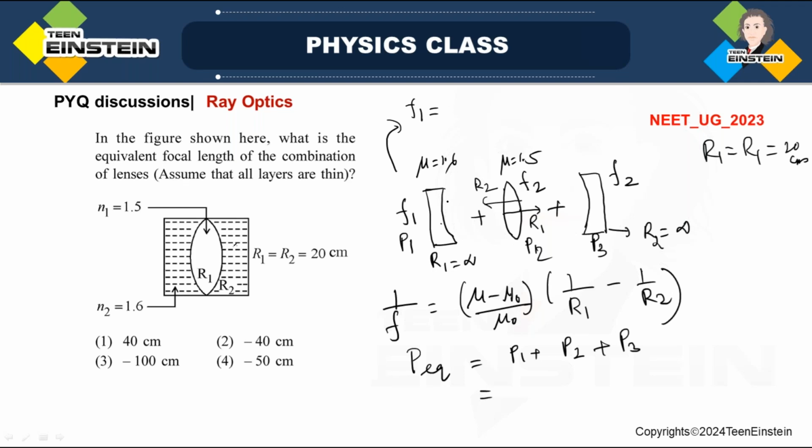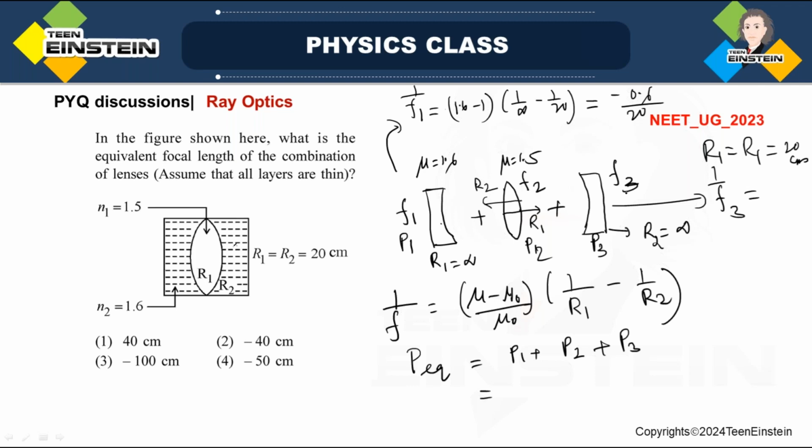1 over f1 will be, see, mu is 1.6 minus 1, divided by, 1 over infinity minus 1 by R2. R2 is same as this 20, so you will get this as minus 0.6 divided by 20. Okay, this I'll get. But for this f3, sorry, this is 1 over f3. 1 over f3, this is 1 over f1. 1 over f3, what will we get?